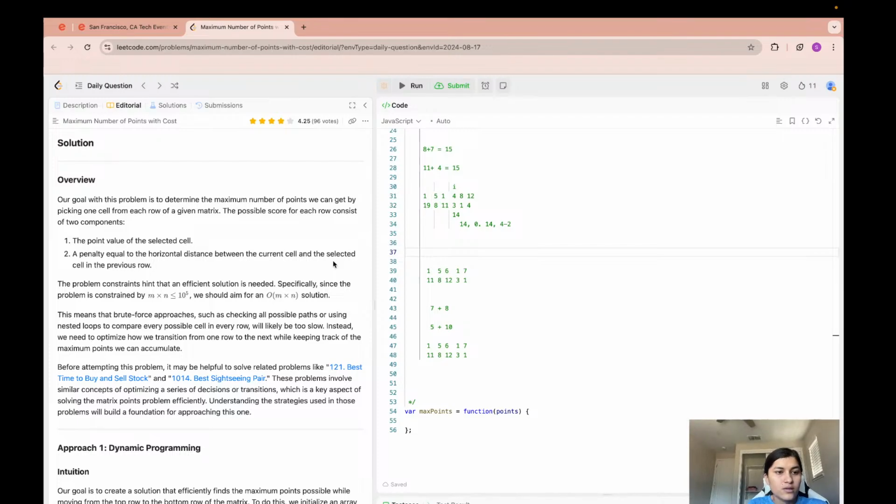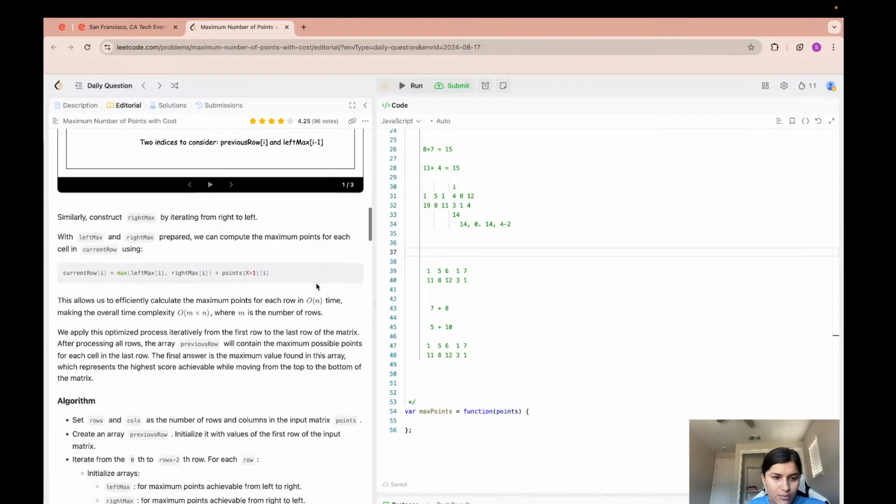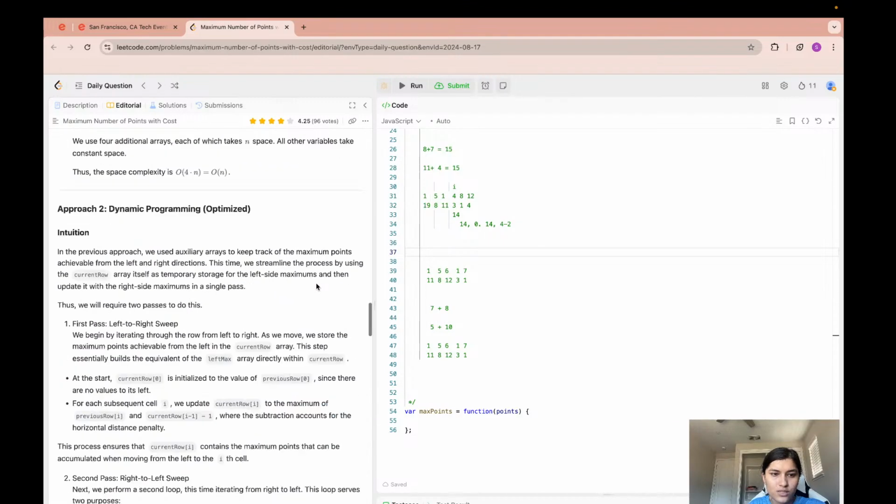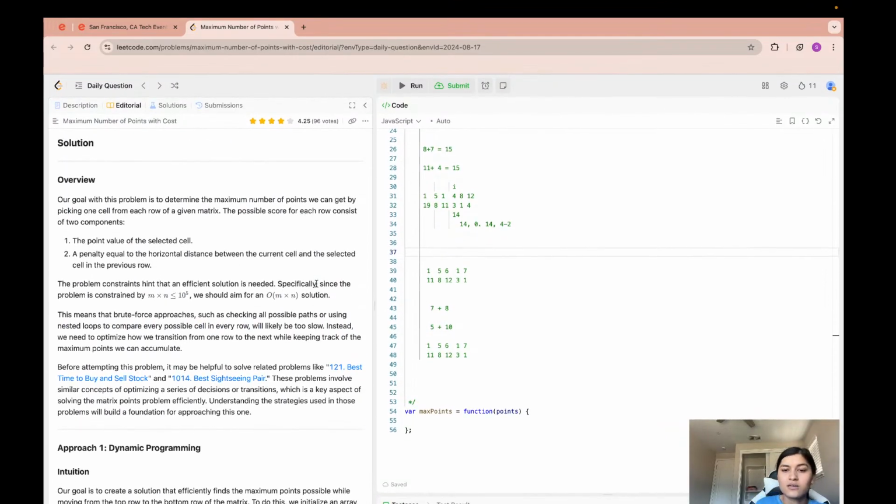Dynamic programming, okay. Our goal with this problem is to determine the maximum number of points we can get. I think that I already spent about 20 minutes, starting from 11:16, so I don't want to give more than 20 minutes. So actually, let's first see the approach: dynamic programming and dynamic programming optimized. So this is a dynamic programming problem, like I said, because you have to find all the solutions.